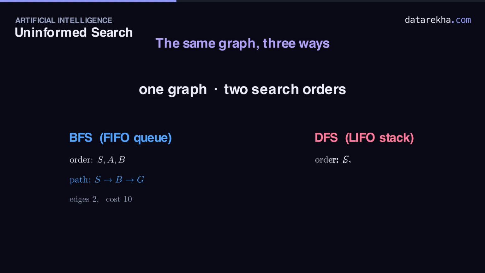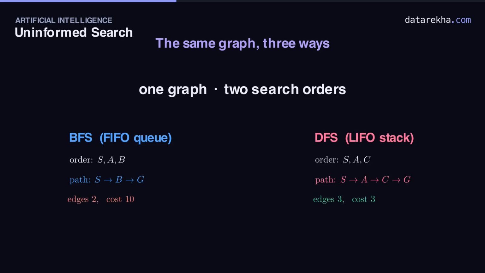Depth first, on the right, expands S, then A, then C diving down the left spine, and takes the three-edge path S, A, C, G. More edges, but those edges are light. Its total cost is only 3.